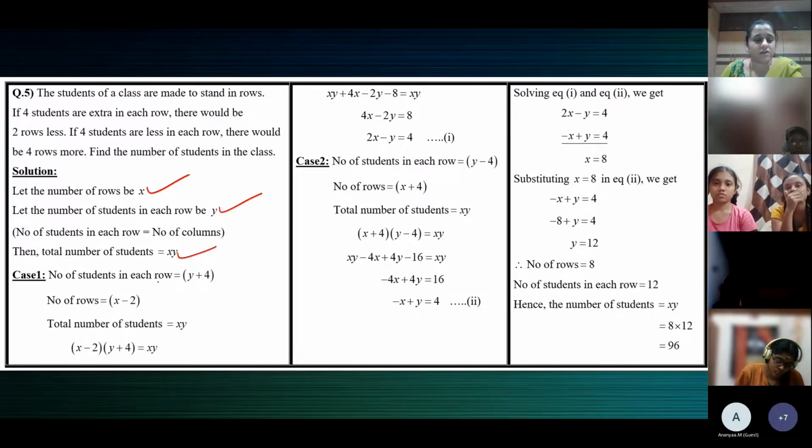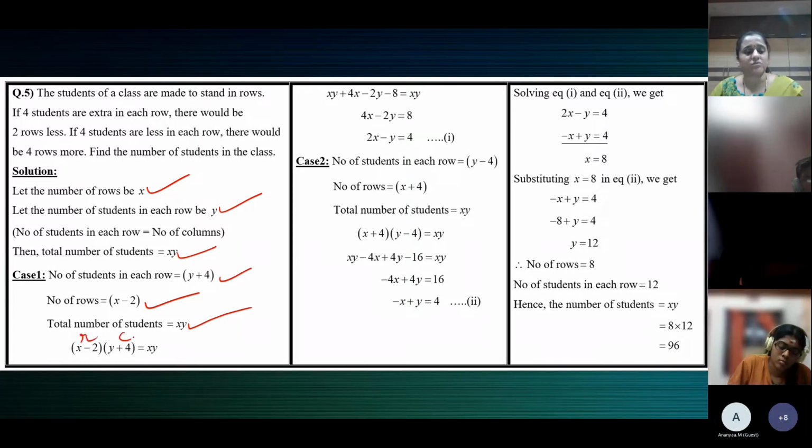So case 1 is the number of students in each row, 4 more students in each row, so y plus 4. Number of rows x minus 2, as per the information. But the total number of students will be the same, xy. So number of rows into number of columns is equal to total number of students.